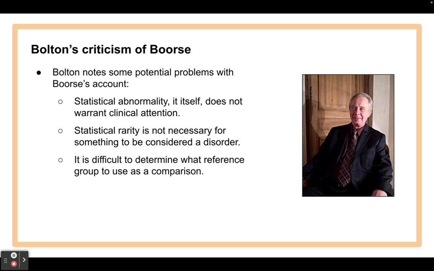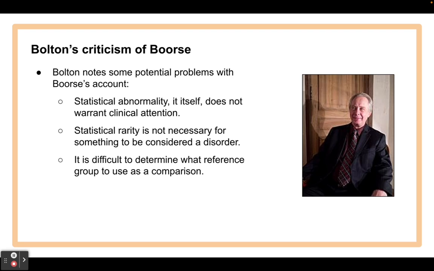And we can even see that with certain diagnoses like depression and anxiety tend to be fairly common. But that doesn't necessarily mean they're not disorders or illnesses. In some ways, Boorse does respond to this criticism, but I'm just touching on it right here. And finally, it's difficult to determine what reference group is used as a comparison. So anytime we're talking about statistical normality, we have to define what reference group someone's being compared against.